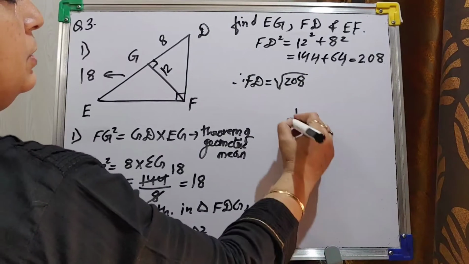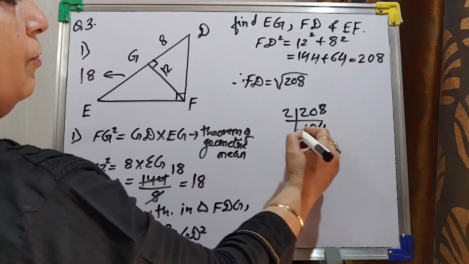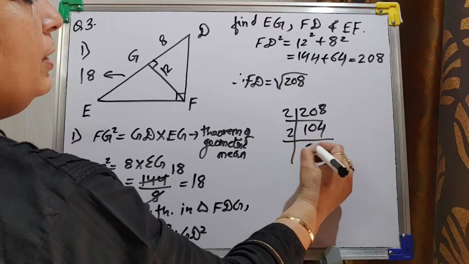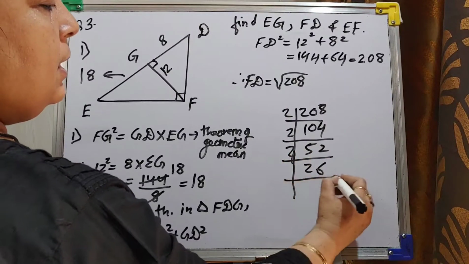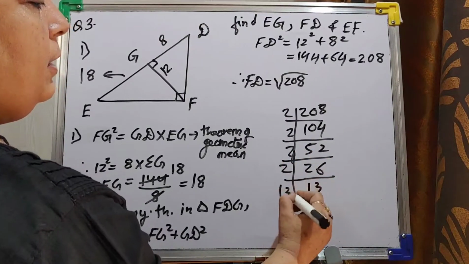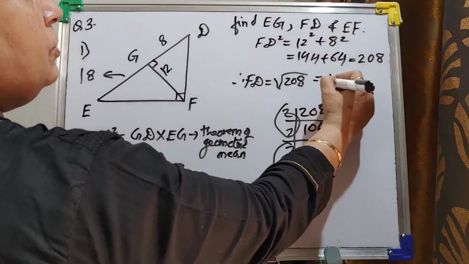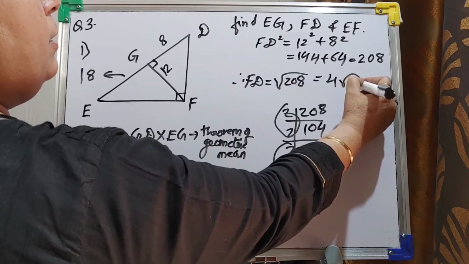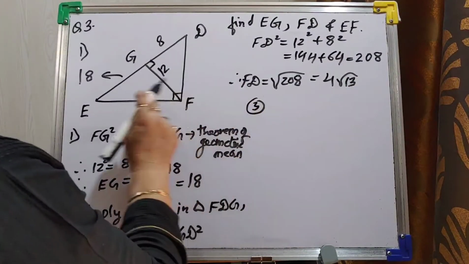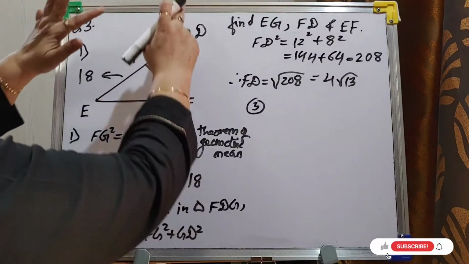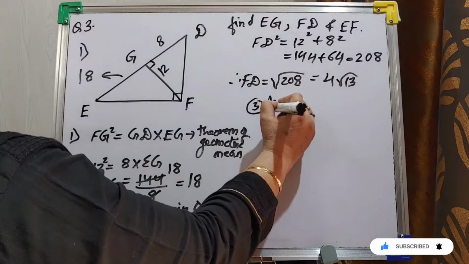You can factorize 208. With 2 it is 104. Again with 2 it is 52. Again with 2 26. Again with 2 13. So there is pair. So it will be 4 root 13. Now in the third step, either apply Pythagoras theorem here or in the full triangle. It's your wish. Suppose I am applying here.